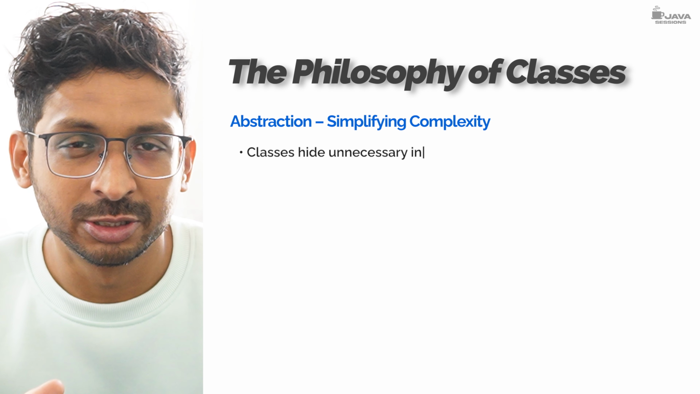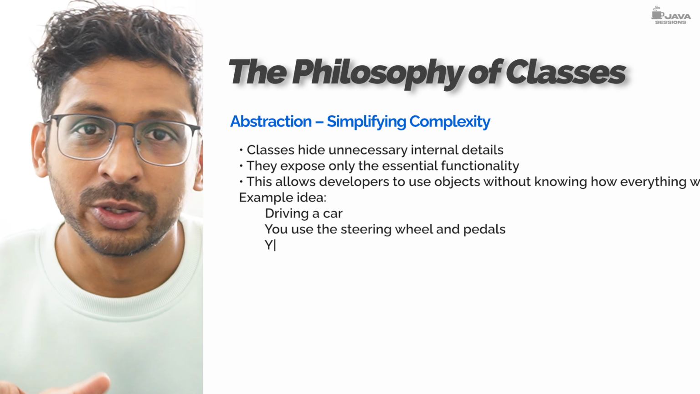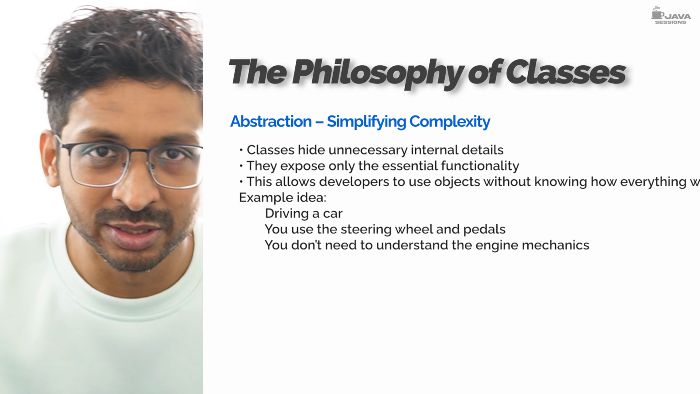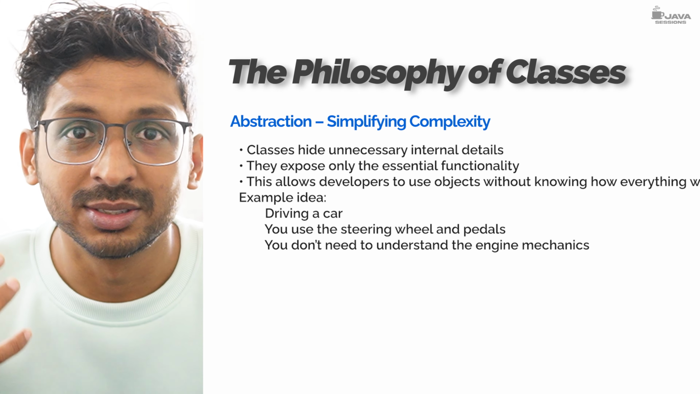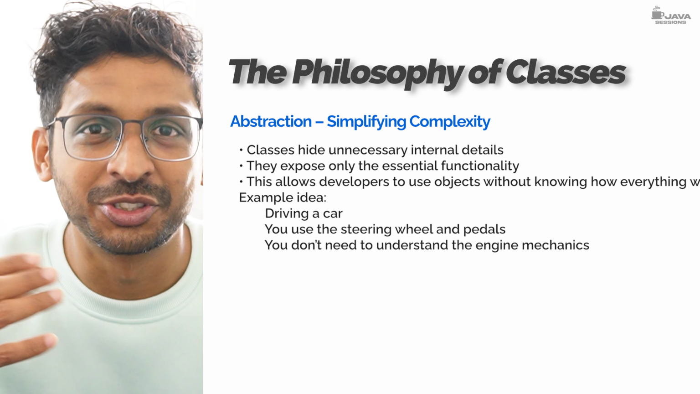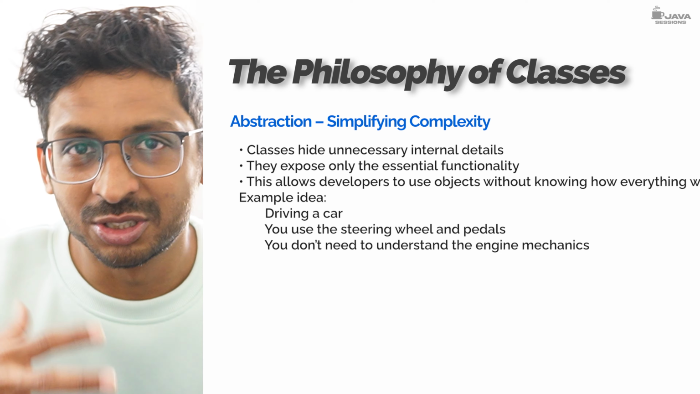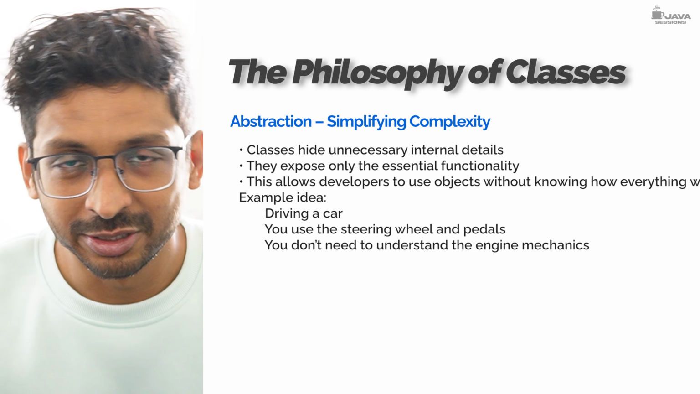Then comes the abstraction, which is simplifying the overall complexity. Classes expose only what is necessary while hiding all of the unnecessary internal details. It makes the overall system easier to understand. Just like driving a car, you just drive the car. You don't need to understand how it is working under the hood. You just need the steering wheel, the accelerator, and the brakes.